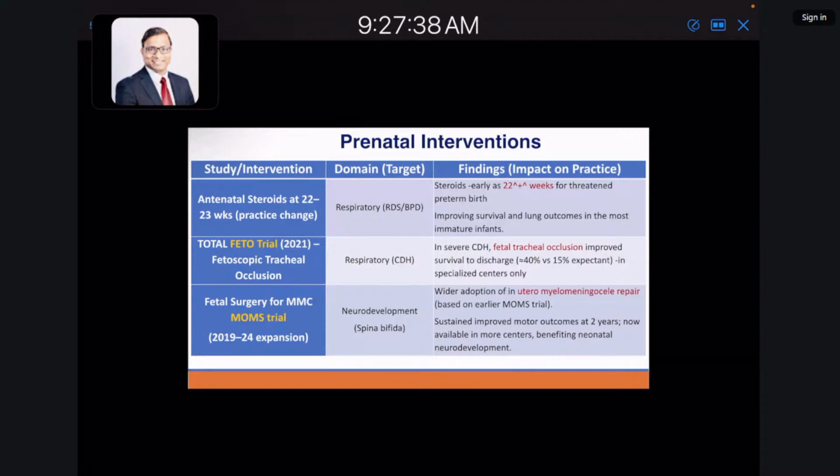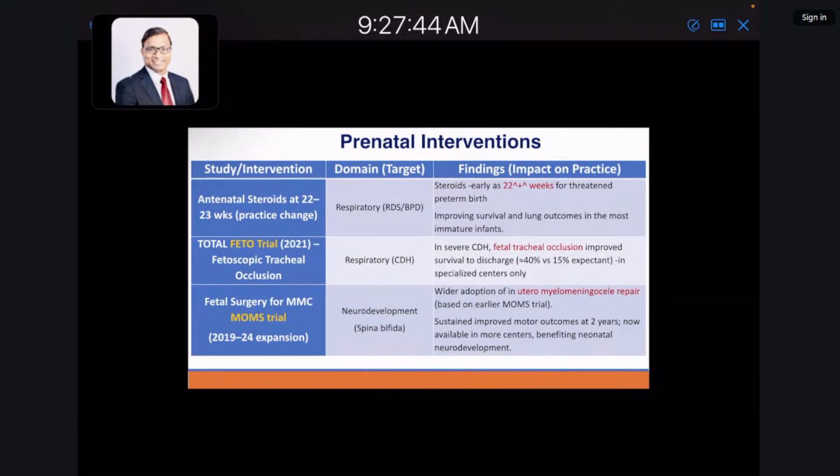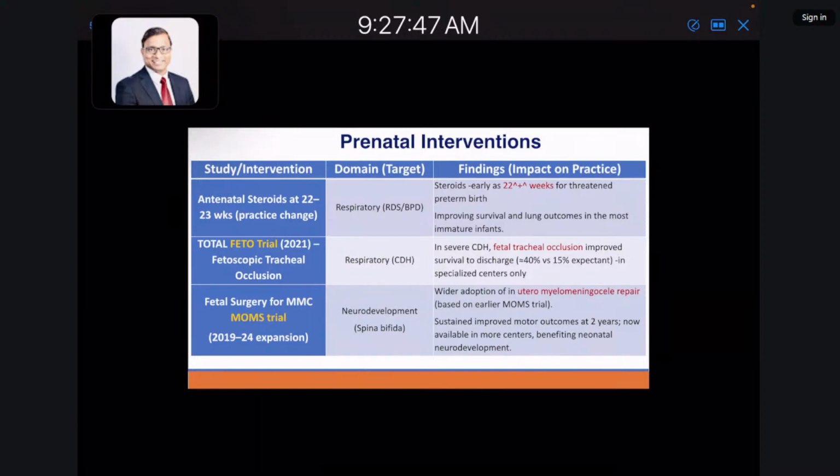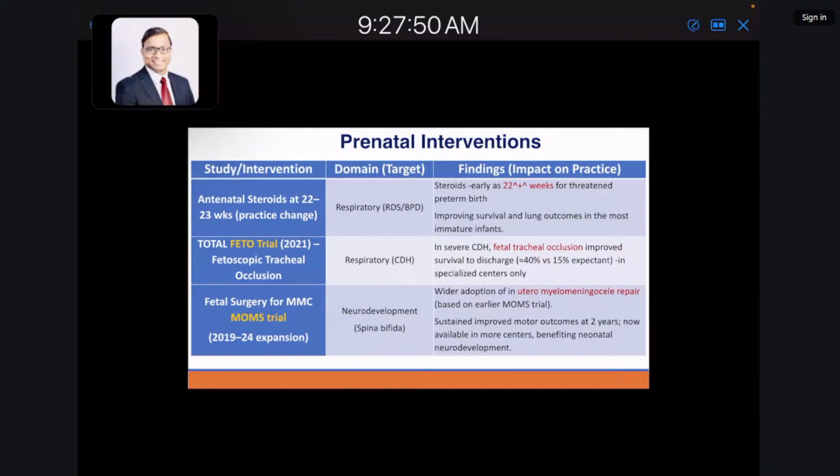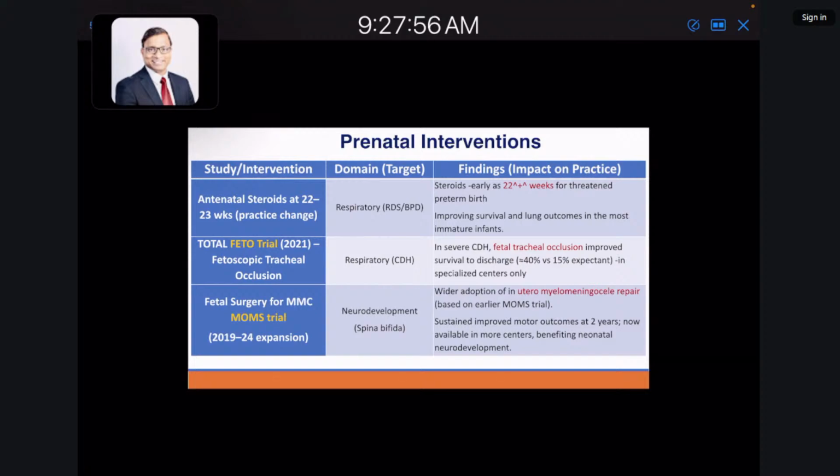Then coming to the TOTAL trial, that is tracheal occlusion to accelerate lung growth. It was the largest randomized study on fetoscopic endoluminal tracheal occlusion for isolated congenital diaphragmatic hernia. This trial demonstrated that fetoscopic endoluminal tracheal occlusion significantly increases survival to discharge in fetuses with severe congenital diaphragmatic hernia, with some studies showing an increase from 15% to 40% survival. But the procedure remains controversial and is considered investigational in many settings due to variable long-term data and risk of prematurity.